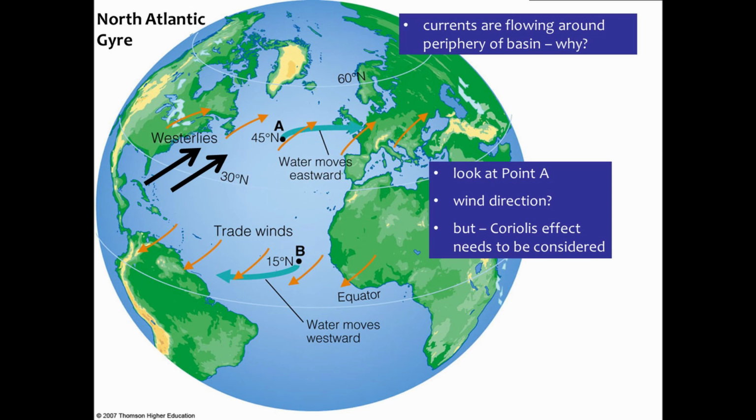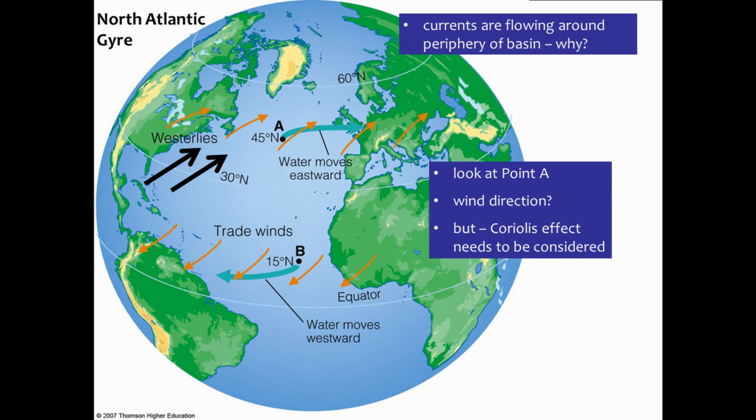We're going to look at point A here. And what we see here at point A is we have westerlies blowing. So the wind is coming from a westerly position. It's blowing across the water, and it starts to move that water in the same direction as the wind. Why then does the water start to turn? Why does it start to turn towards Europe from point A?